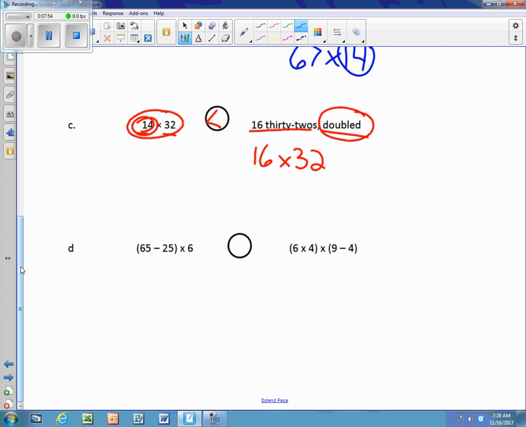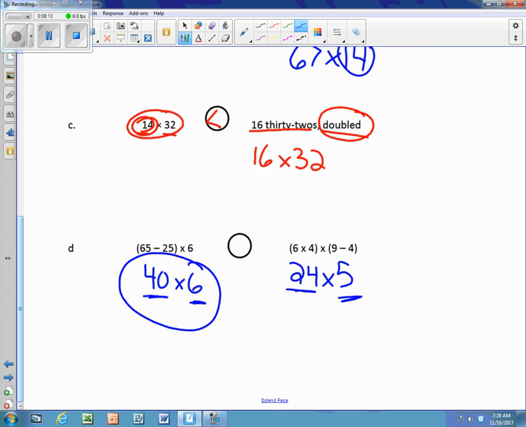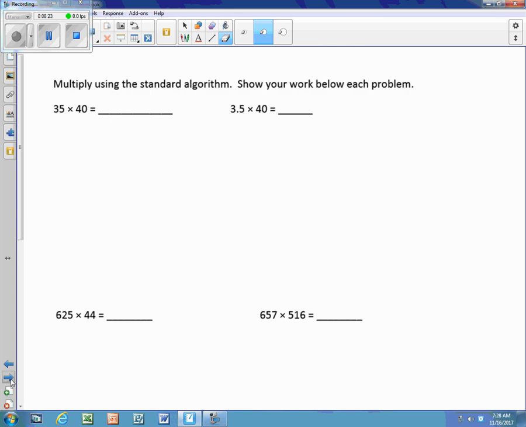Now we're over here and we have 24 times 5 is what that is. And over here, if we subtract, we have 40 times 6. Well, the first factor is bigger than that first factor. The second factor is bigger than the second factor. So since both factors on this side are greater and they're both multiplying, we know that this one needs to be greater. Once again, if you're not sure, you can always check by simplifying the expression.